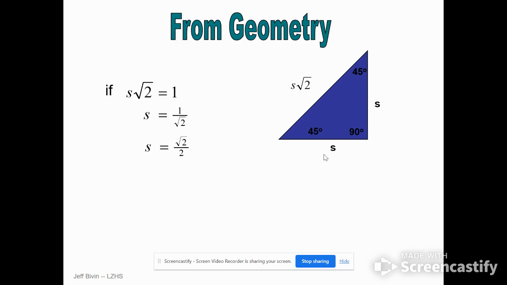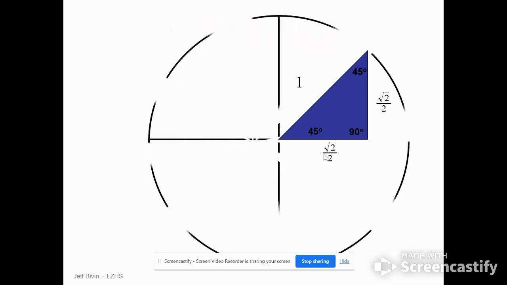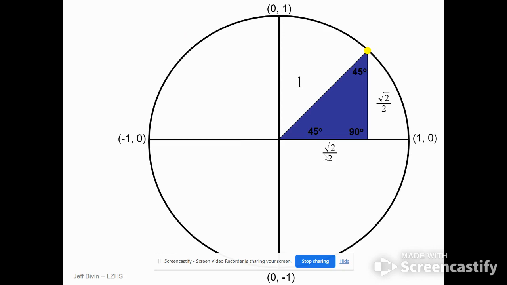And when we rationalize it, we're going to get root 2 over 2. So that's going to make our triangle look like this: root 2 over 2, root 2 over 2 with a hypotenuse of 1. So let's place this on our triangle now. So now this means that our x value is root 2 over 2 and our y value is root 2 over 2 for any 45-degree reference angle. And we're going to have 4 of those.